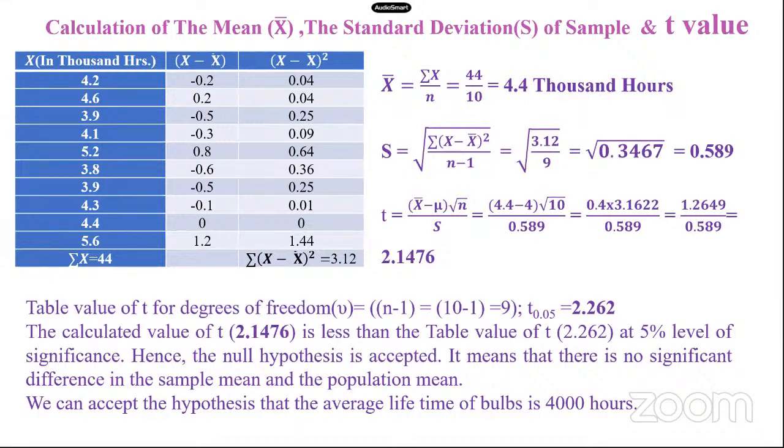There is no significant difference between the mean of the sample and the mean of the population. That's why whatever population mean is there, I mean hypothetical mean, that we have accepted here.